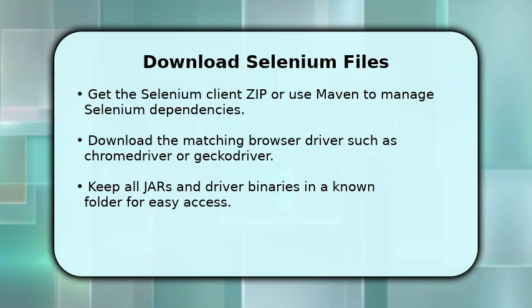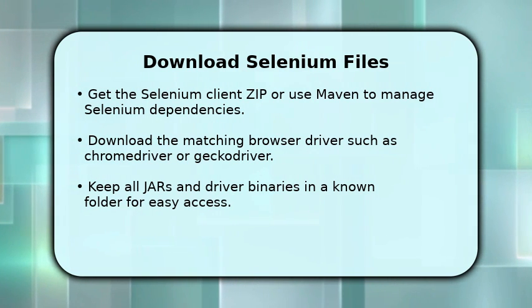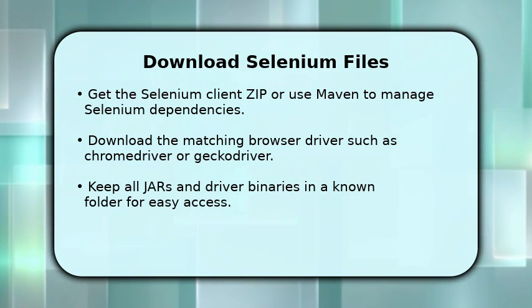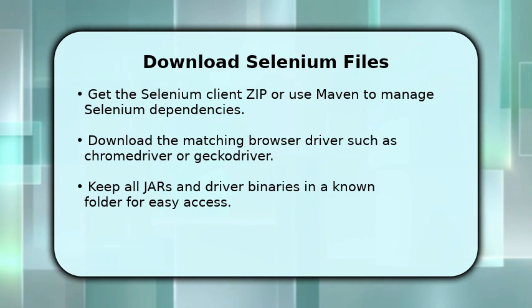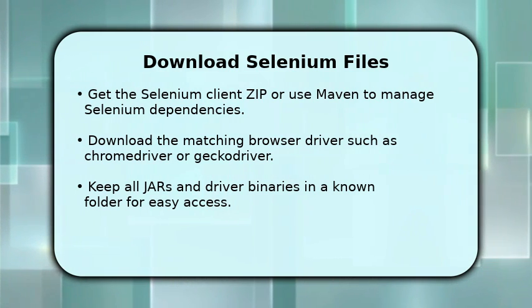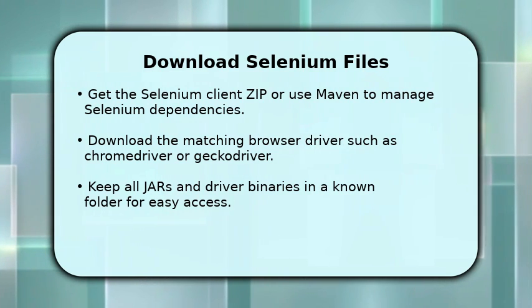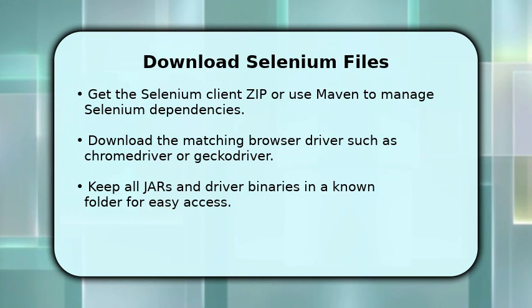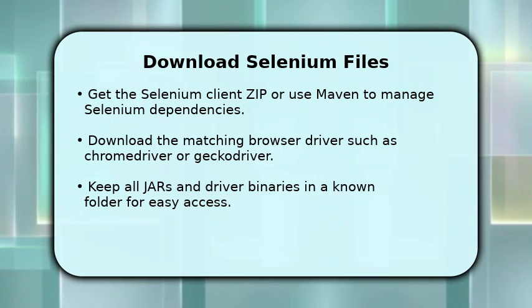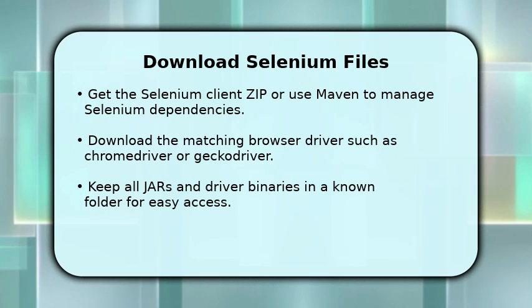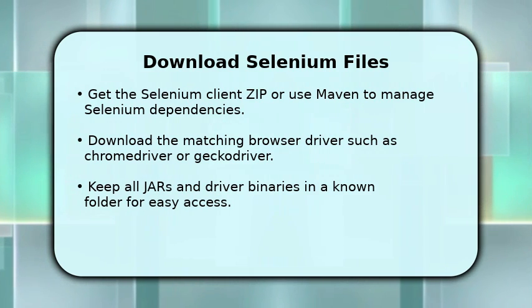If using manual JARs, extract the zip and note the location. Also download the matching browser driver, like ChromeDriver or GeckoDriver, and place it in a known path. Add both Selenium JARs and any dependency JARs to your project's build path. Finally, restart Eclipse if classpath errors persist and run a sample test to confirm setup.